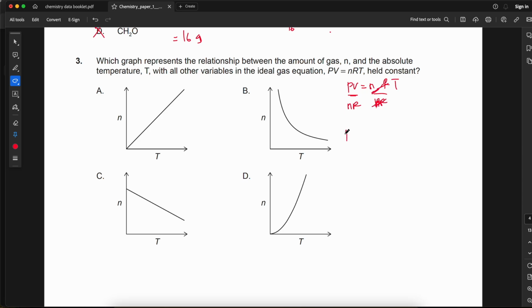So you get T equals PV over nR. Okay, R is always constant, and from this equation, PV are also constant. Therefore, these three are a constant K. So T equals K divided by n, or T is inversely proportional to n. That would be the B curve.